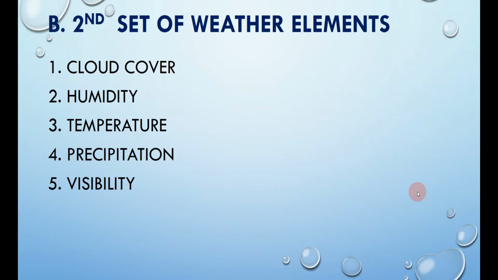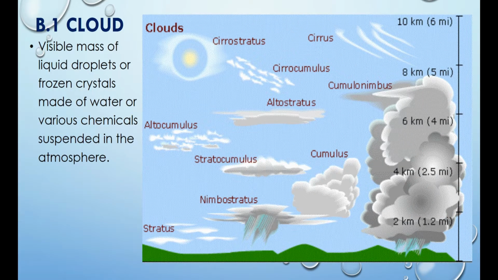Next one, we have the second set of weather elements. Here we will discuss the cloud cover, humidity, temperature, precipitation, and visibility. So, cloud is a visible mass of liquid droplets or frozen crystals made of water or various chemicals suspended in the atmosphere. So, we have different kinds of clouds, as we studied when we were in elementary. And they are classified based on the height, or on their location or altitude.